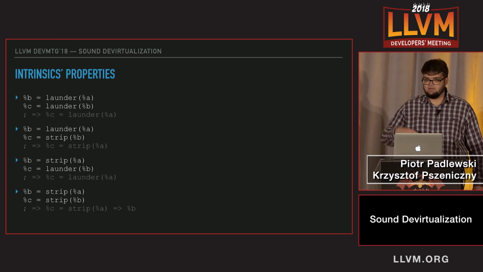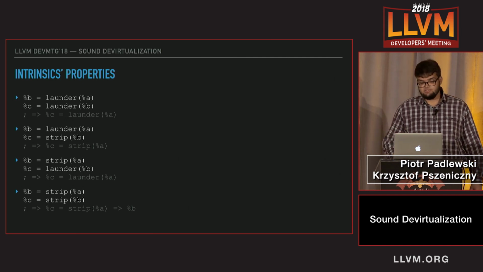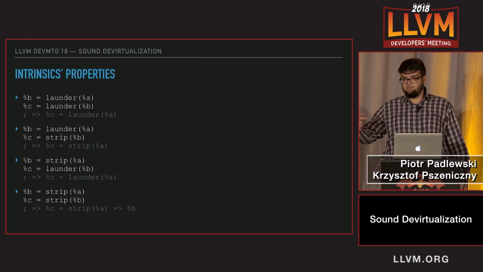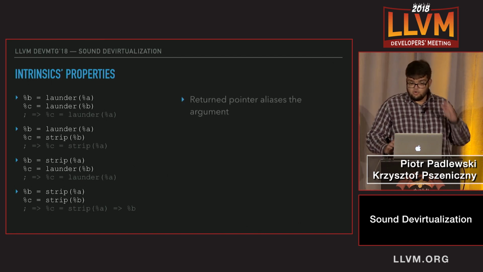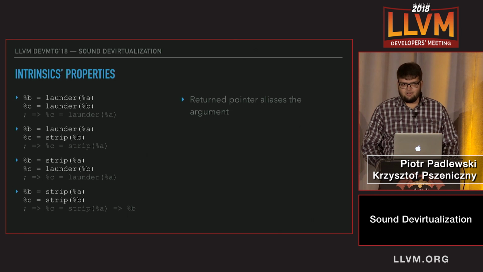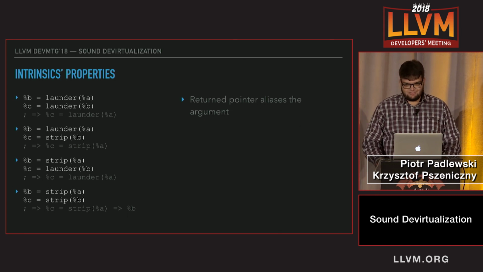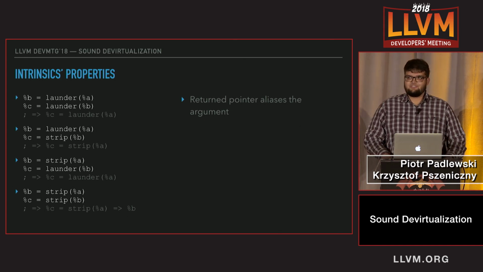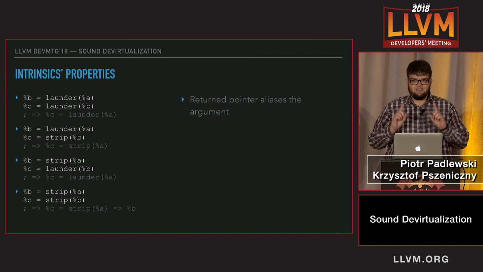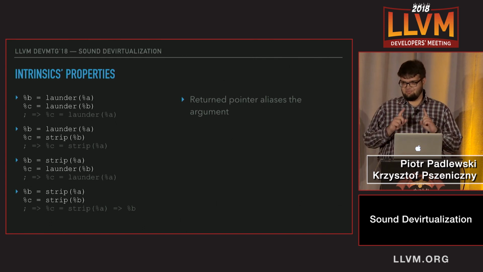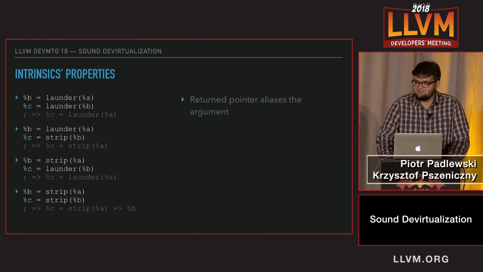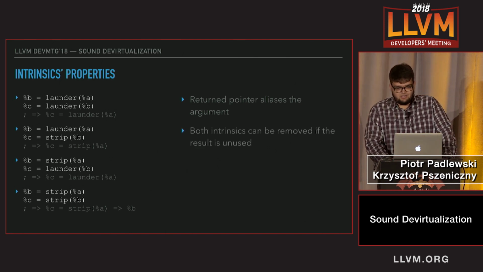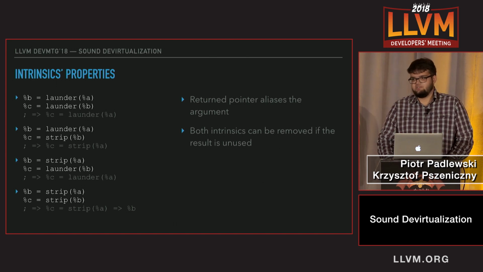And when we use a double strip, it actually turns out that strip is idempotent. So if B is the strip of A and C is strip of B, we can replace C with B. Moreover, the return pointer aliases the argument. As far as we know, the LLVM IR does not say that if two pointers alias each other and have the same size, they should be equal. It's not specified anywhere, it turns out, so we use this loophole. And both intrinsics can be removed if the result is dead.